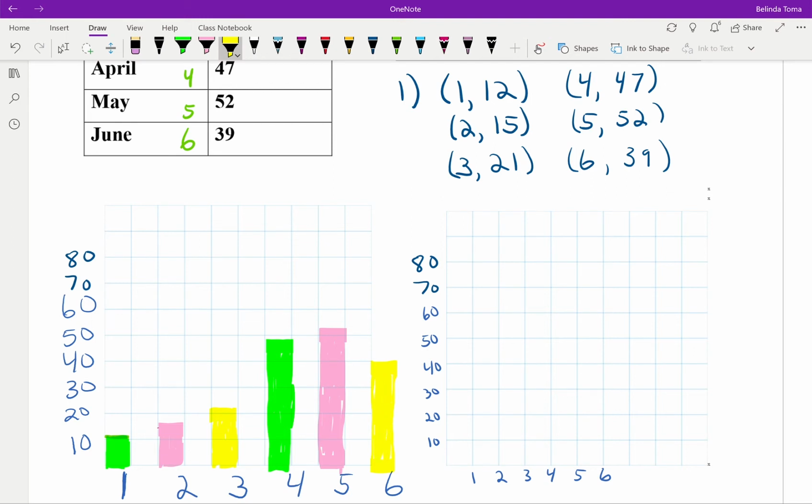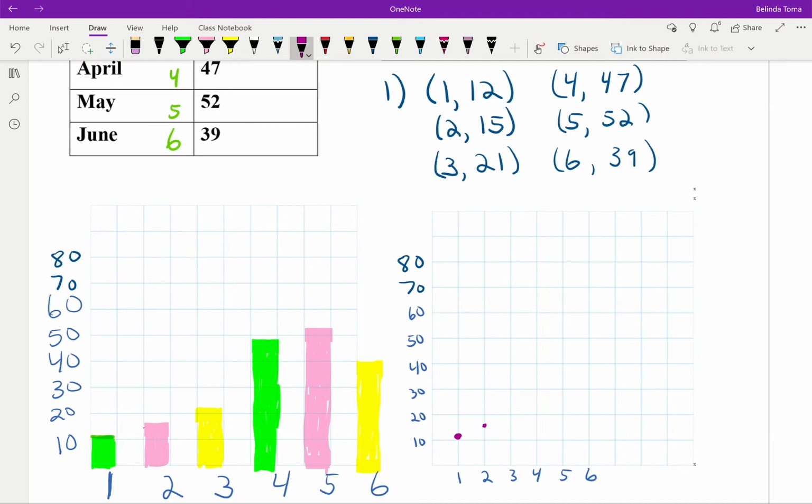Next, what we're going to do is a broken-line graph. Here, in a similar way, I'm going to plot the coordinates, but notice here I used filled-in versions. What I'm going to do now is plot ordered pairs. So I'm going to plot the ordered pair (1, 12), the ordered pair (2, 15), (3, 21), (4, 47), (5, 52), and (6, 39).